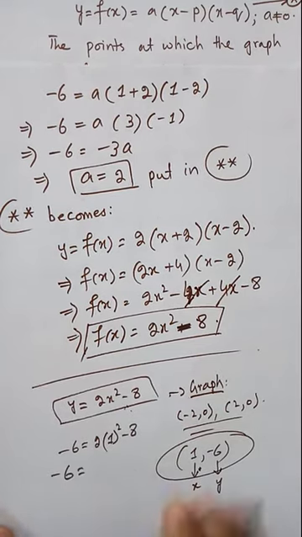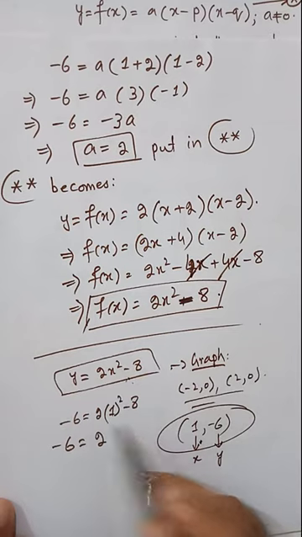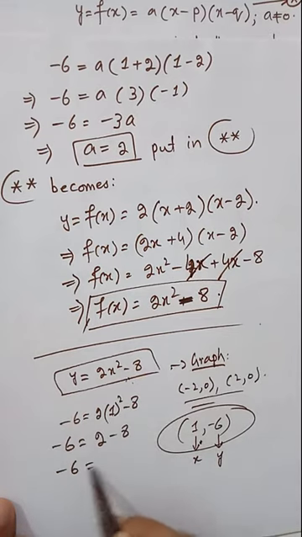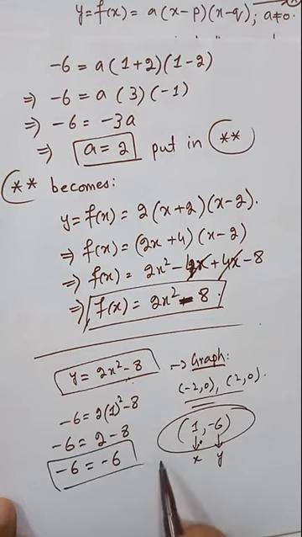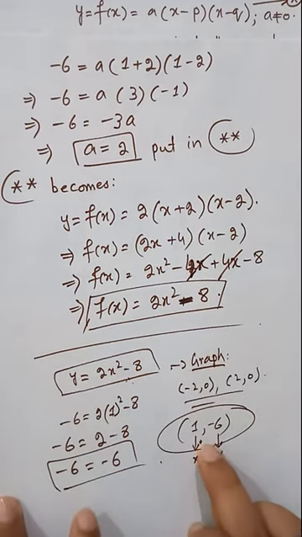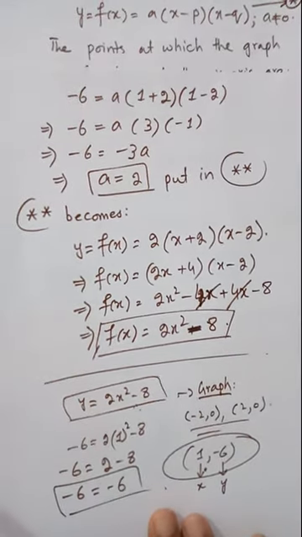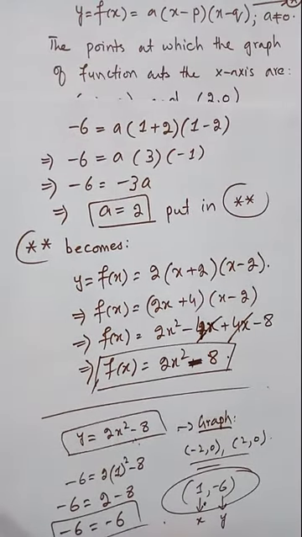So minus 6, you see that 2, 1 square means 1, 1 multiplied by 2 you will get 2, so minus 8. So minus 6 is equal to minus 6. This means that the graph of the function passes through this point. So this question is completed here. Okay. Now this is example number 18 of the textbook.